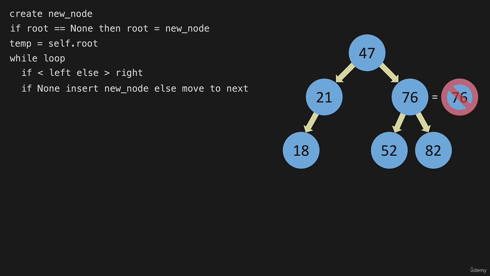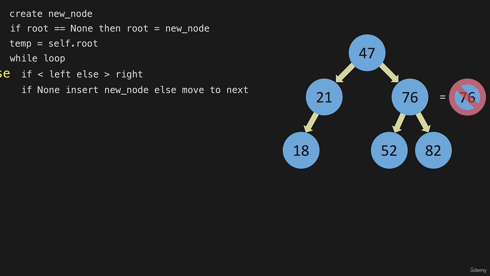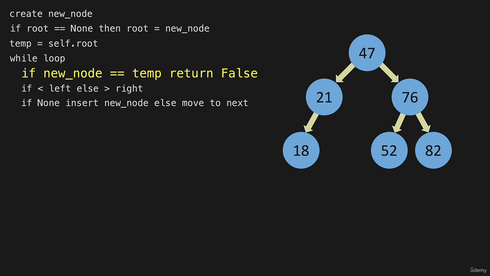You cannot have duplicates. The new node that we're inserting needs to be compared to each node as we're moving through the tree. So this has to go inside of our while loop. If the new node is ever equal to temp, in other words, the next node that we're comparing it to, at any time, we're going to return false. And that is the last step that we need to write down.